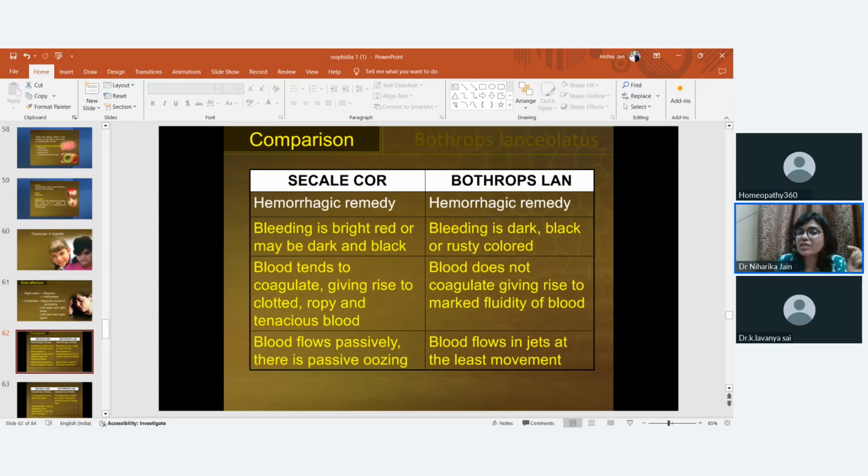Now there is a different comparison between Secale cornutum and Bothrops. Both are hemorrhagic remedies. The bleeding of Secale is bright red or maybe dark and black. Bothrops also has dark, black, and rusty color. Secale again tends to coagulate, giving rise to clotted, stringy, and tenacious blood. And Bothrops does not coagulate. There is an anticoagulation, giving rise to marked fluidity of the blood. Blood flows passively, there is a passive oozing. Blood flows in a jet at the least movement. As soon as the patient moves, blood flows out in a jet.